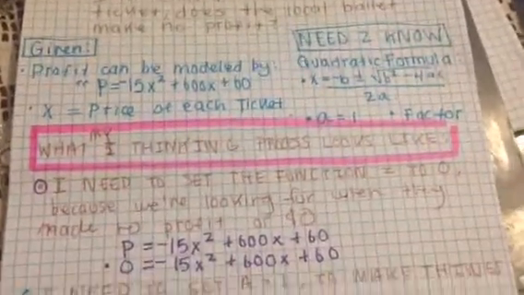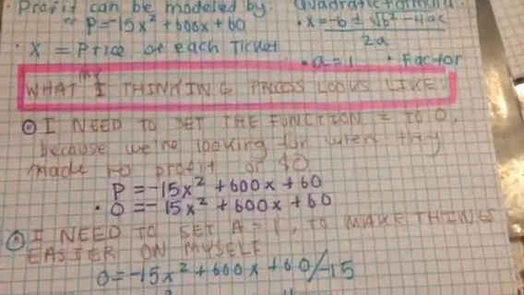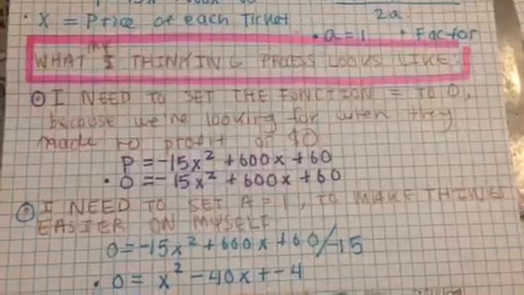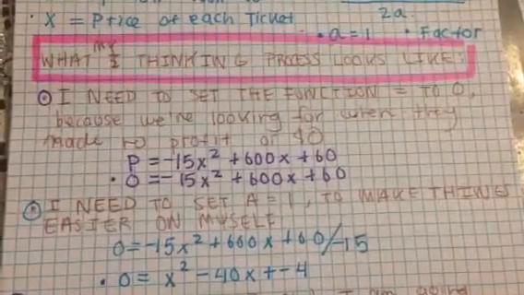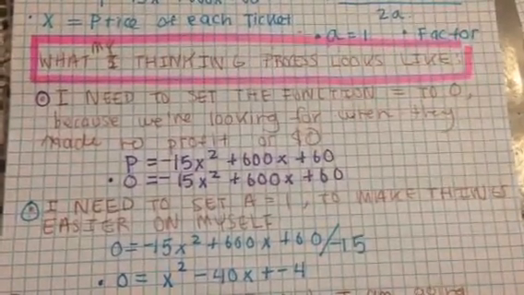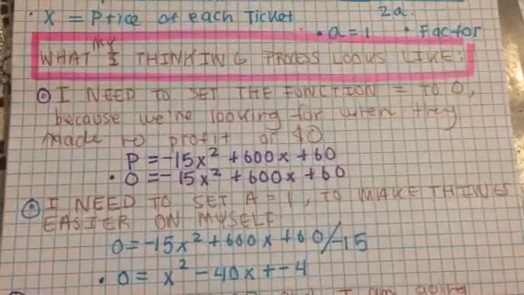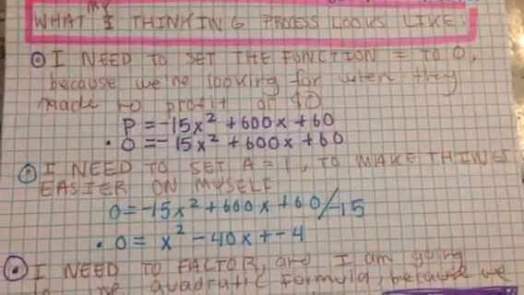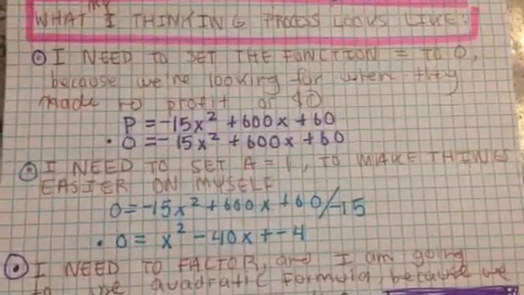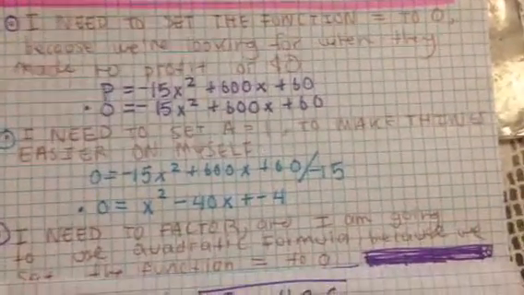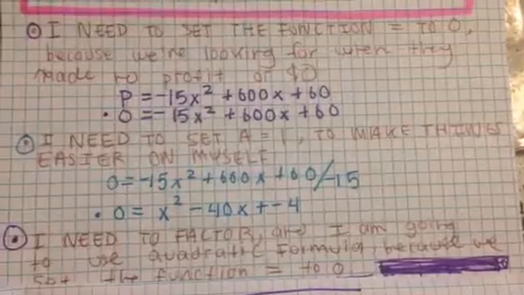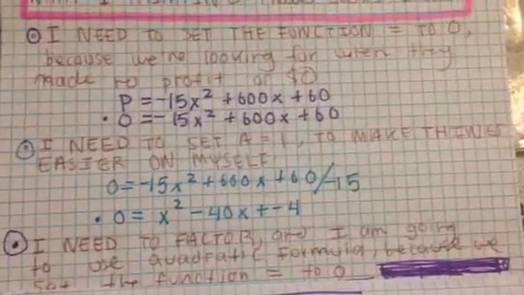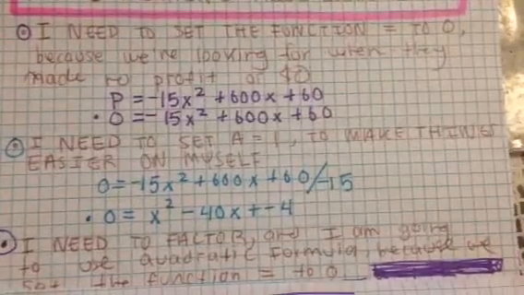For this problem, I wrote what my thinking process looks like, and the first thing that came to mind was that I need to set the function equal to 0 because we're looking for when they make no profit, or $0. So I eventually get 0 equals negative 15x squared plus 600x plus 60. The second thing that came to mind was that I need to set a equal to 1, not because I have to, but because it'll be a lot simpler on myself.